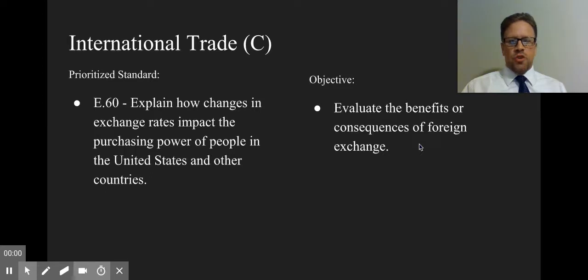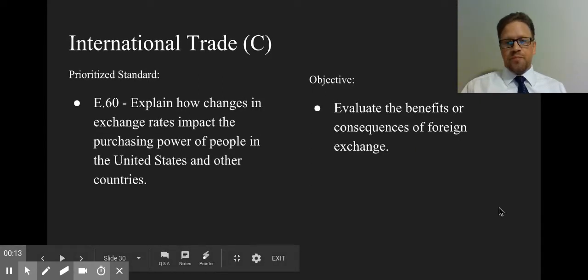Hello, this is International Trade, Section C, Foreign Exchange, and the Balance of Payments. Our prioritized standard, Economic Standard 60. Objectively, we're going to evaluate the benefits or consequences of foreign exchange.